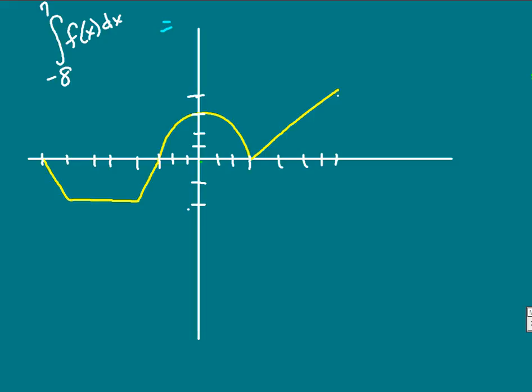This might be a good idea to pause the video and see if you can find this area, and then hit play when you're ready to check your answer. Okay, so here's what you got.